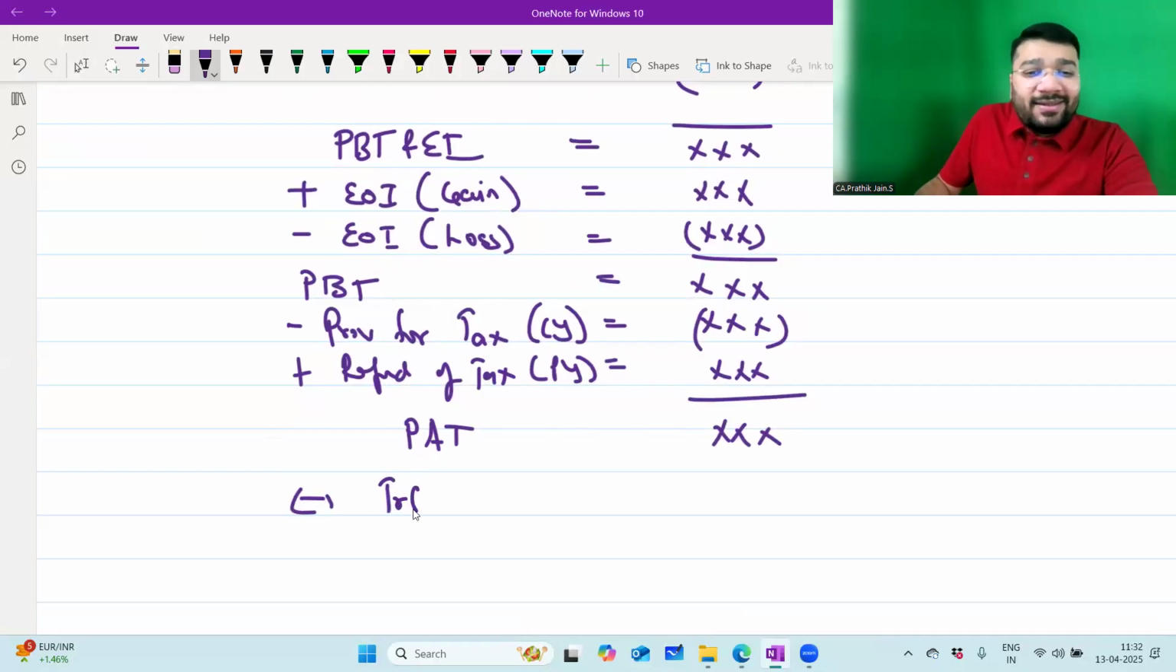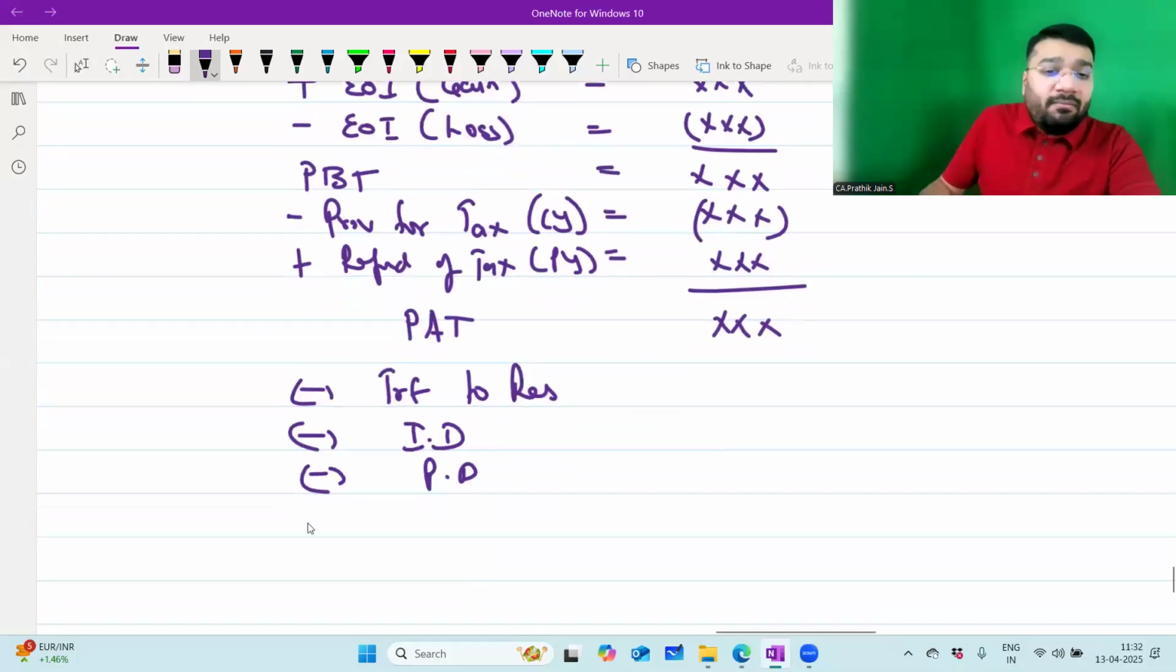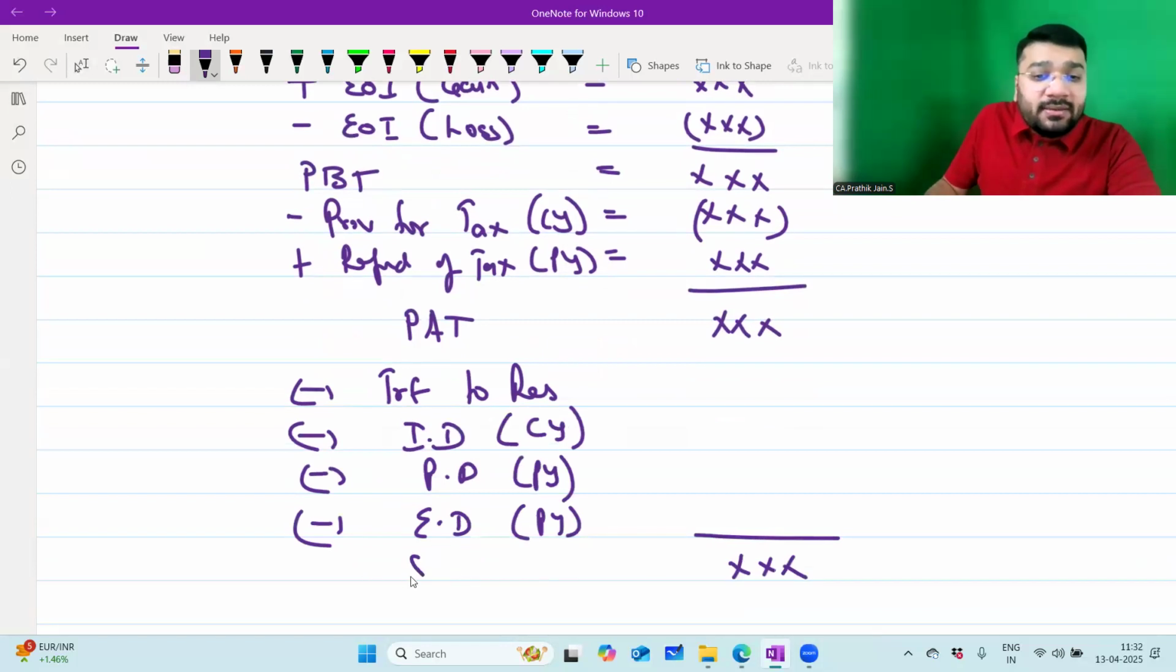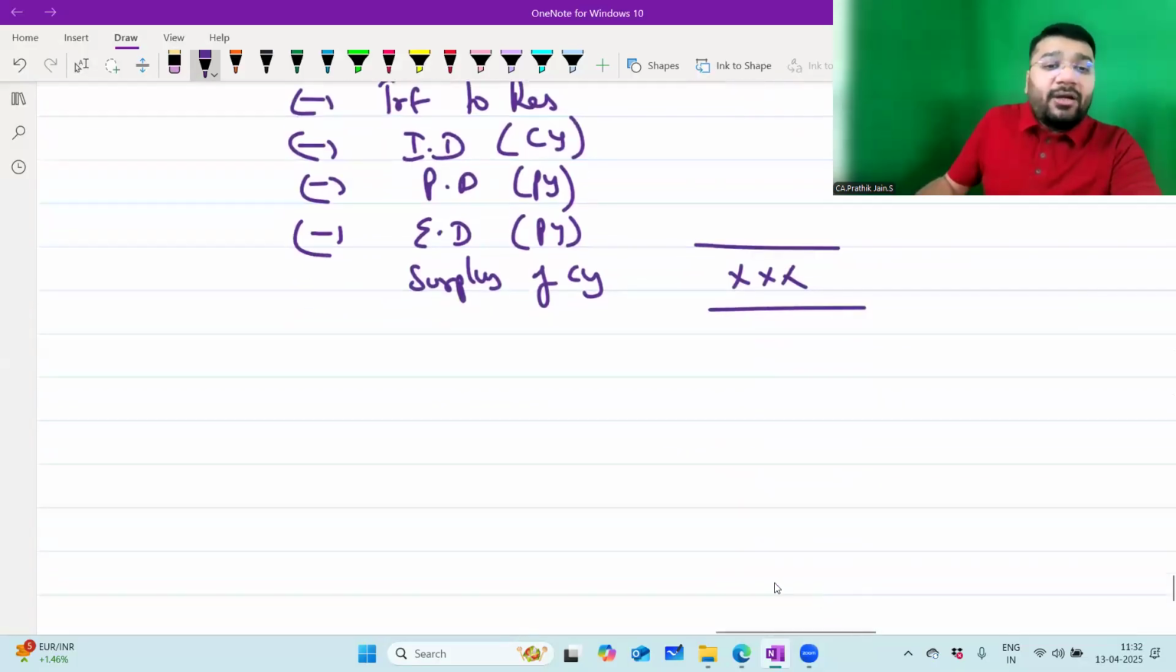Minus transfer to reserves. Minus interim dividend. Minus preference dividend. Minus equity dividend. Interim dividend, which year? Current year. Preference dividend, previous year. Equity dividend, previous year. And I get this one value. This is called surplus of current year. And this surplus is getting added to your reserves and surplus.